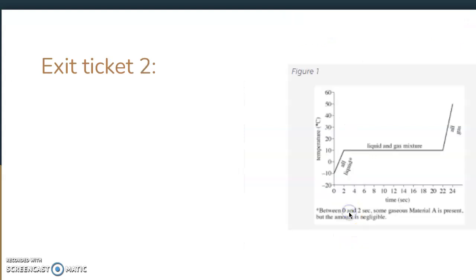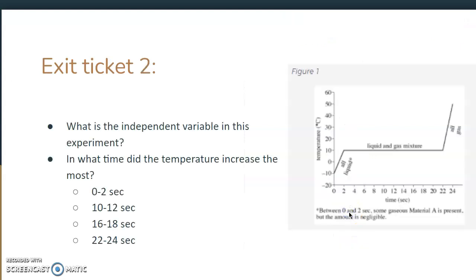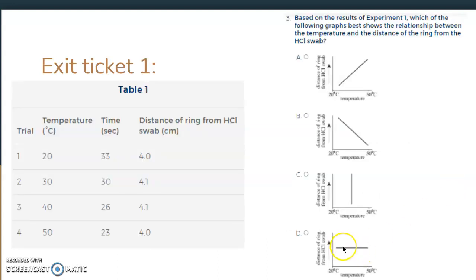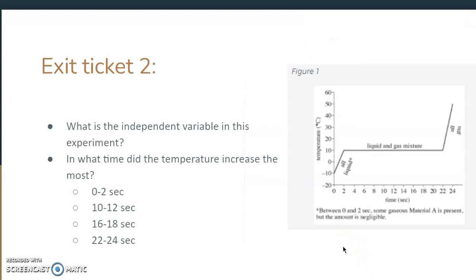And our last exit ticket I want us to try is, what is our independent variable in this experiment? Remember, dry mix. And then at what time did the temperature increase the most? Is it from 0 to 2 seconds, 10 to 12, 16 to 18, or 22 to 24? So I just want you to try those things. When you're done, our answer here would have been D, and our answer here would have been this last one as well.